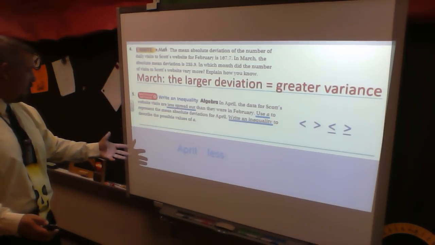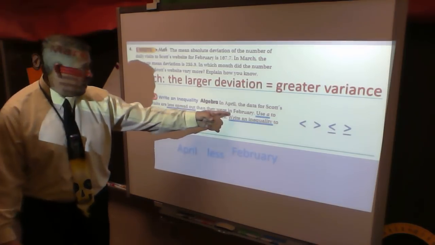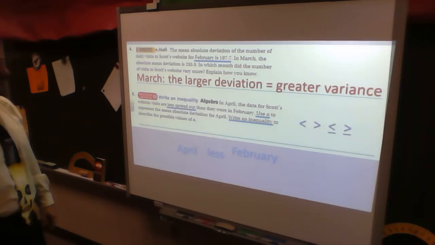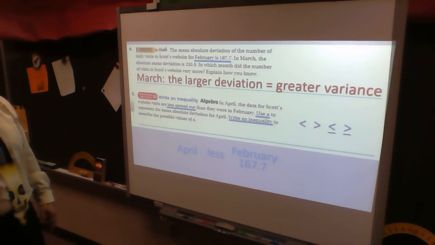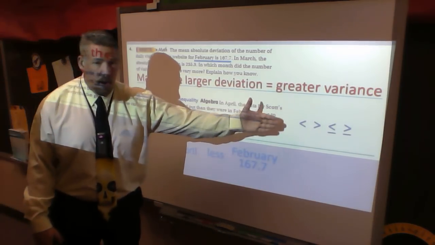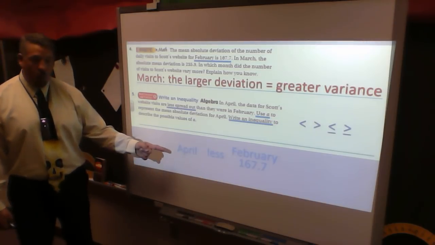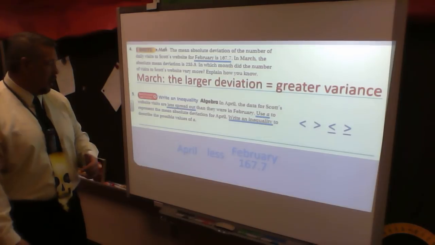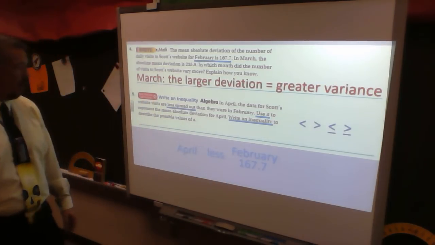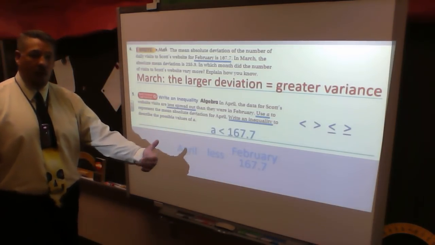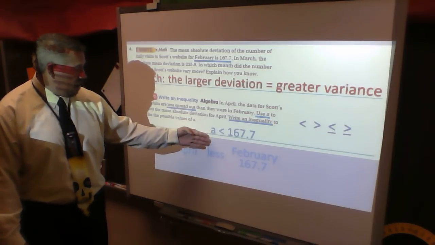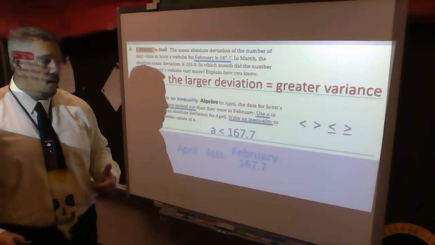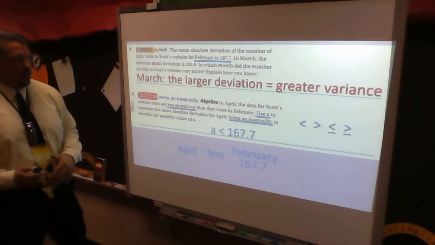Do I know what February is? I do know what February is, because as I said, we're going to apply this information. I know it's 167.7. So from that information, I'm going to write my inequality. Instead of April, we're going to put an A. Instead of the word less, we're going to put the less than sign, and then we're going to put the value of February. So my inequality that I end up with is A is less than 167 7/10. Should be pretty easy. Shouldn't be difficult at all.